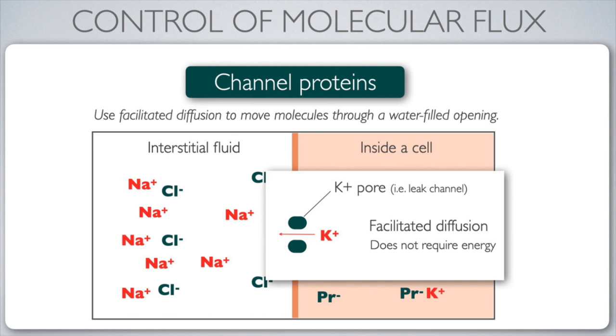So channel proteins do not require hydrolyzing ATP. They just use facilitated diffusion to allow for this movement across the membrane. And it happens to be a water-filled opening. But the important property here is that it's not requiring any energy to do this. Now, you might wonder, why would you want to invest the energy to move potassium one way only to have it undo itself with these guys? To answer that question, that will come when we talk about the membrane of an axon. So you'll just have to store that mystery away for the moment.